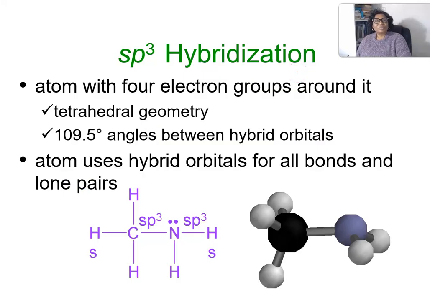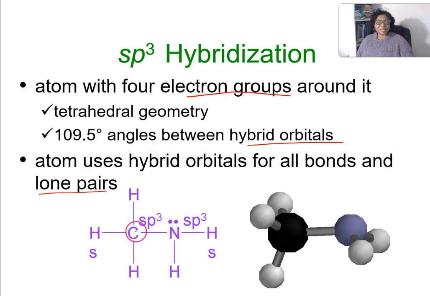So, sp3 hybridization. An atom with 4 electron groups around its central atom normally has the geometry which is tetrahedral and a bond angle of 109.5 degrees between the hybrid orbitals. The orbitals are hybrid. As I've told you, it mixes all its 4 orbitals. Carbon mixes them, then it produces 4 new orbitals which are the same. We call them hybrid orbitals. They have the same energy. An atom uses hybrid orbitals for all bonds and lone pairs.